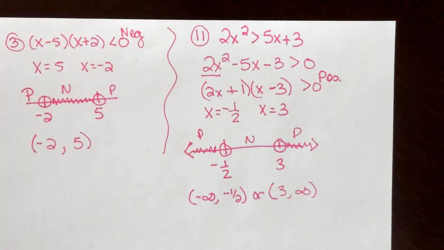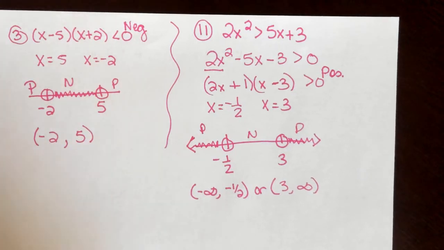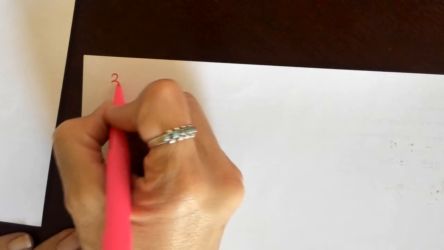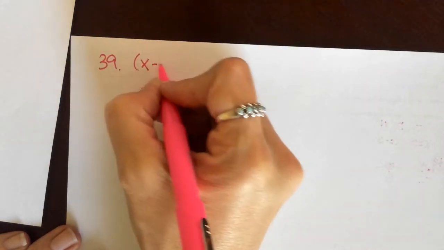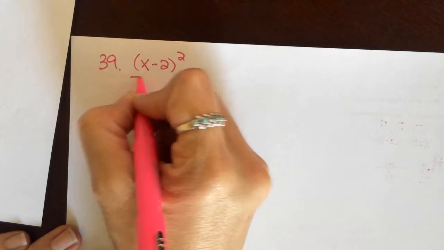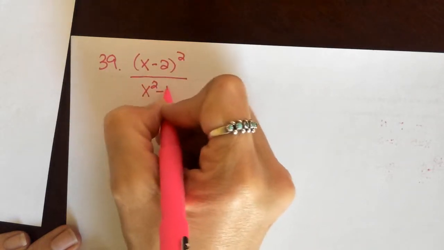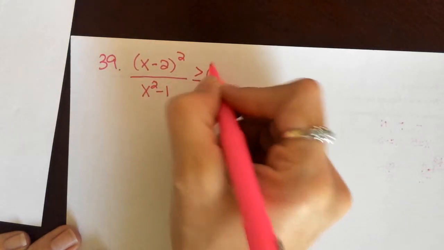We did number 19 together, and we also did 23 together, so ask a classmate to see one of those. On the back of the worksheet, there were some problems that were rationals. So I think I did 39 with them, so let me do 39 with y'all. We've got (x minus 2) squared over x squared minus 1 is greater than or equal to 0.